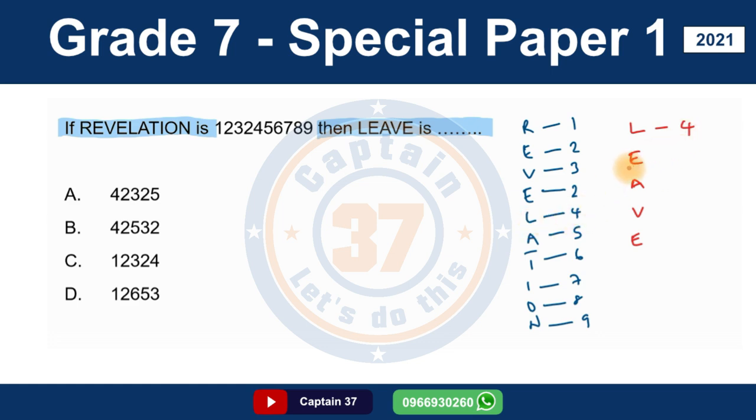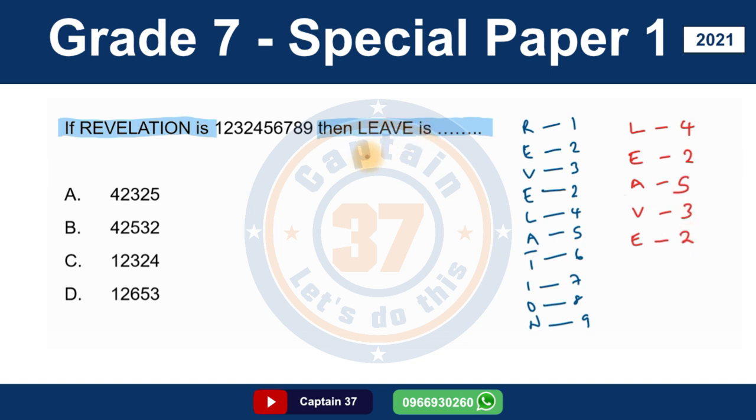Then E. There's E here, which is equal to number two. So E is two. Then A, the letter A, this one here, is equal to five. V, this one here, the number is three. And E we already did, which is two. So these numbers, four, two, five, three, two, are what LEAVE is.